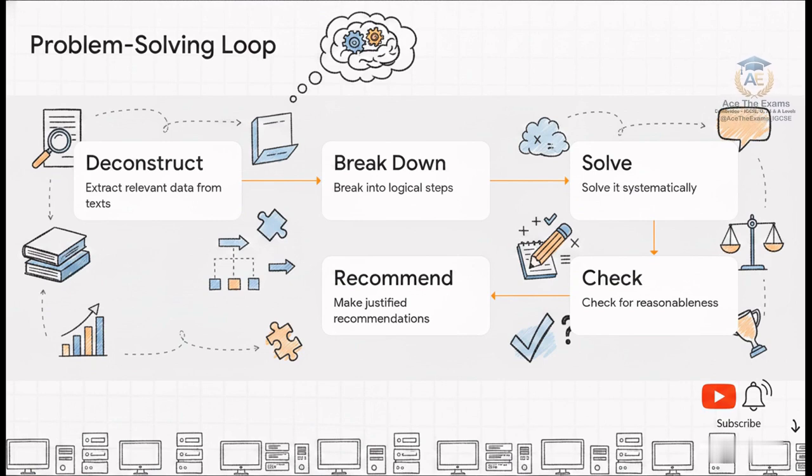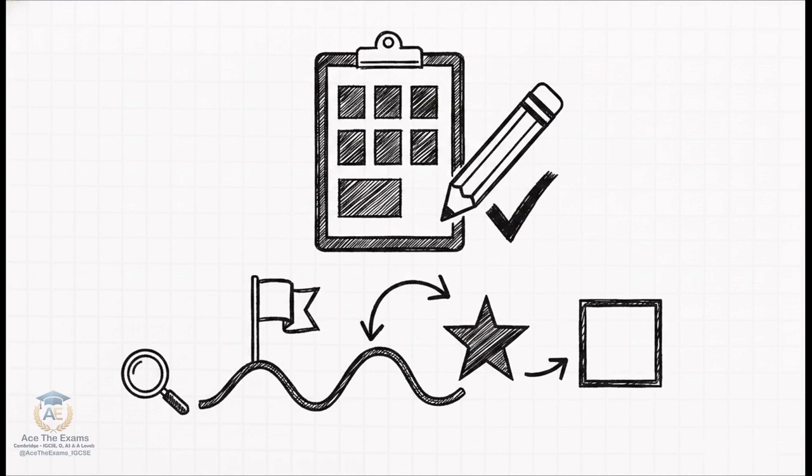When you encounter a complex calibration prompt, you run this 5-step loop. Step 1. Deconstruct the question and extract relevant data from texts and tables. Step 2. Break the problem down into logical steps. Step 3. Solve it systematically using that PEEL structure. Step 4. Check your findings for reasonableness. Does this two-point slope actually make sense? And Step 5. Make justified recommendations based on evidence. Imagine a 60-second timer ticking down for your first rewrite attempt. If you follow these 5 steps, you will beat the clock every single time. Let's look at the method mark strategy.